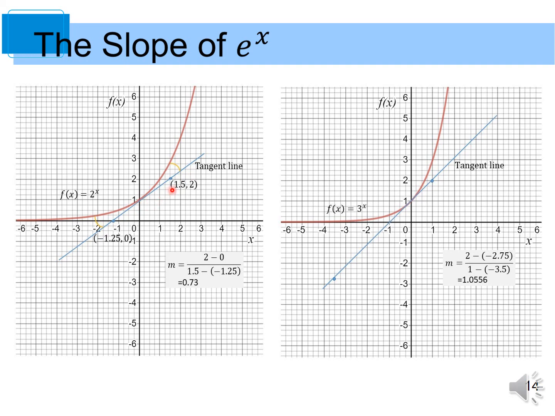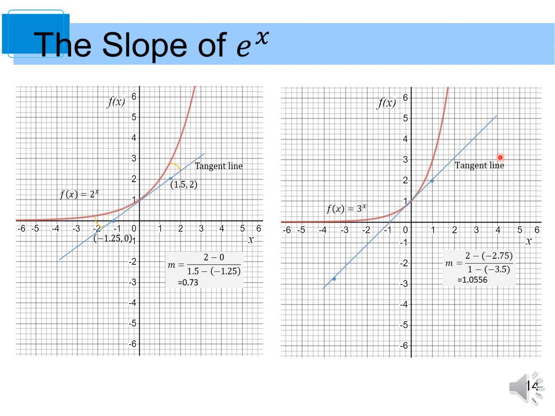And I read 2 points on this tangent line. The first point I select is (1.5, 2). And the second point I select is (-1.25, 0), where this point is easier for me to read from the x and y. And then I use the slope formula to calculate the slope of this tangent line. I found that the slope is about 0.73.